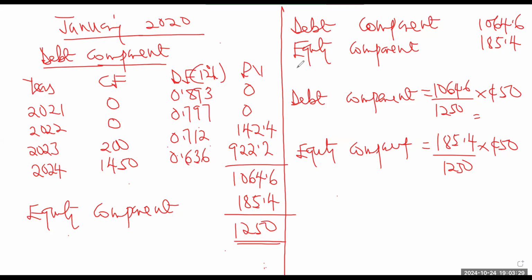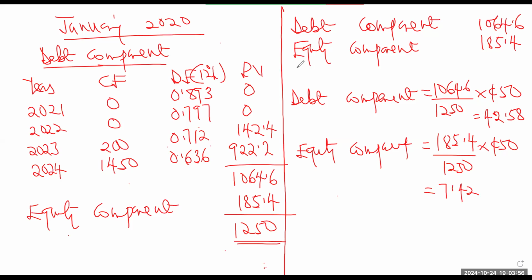What figure are we having for the debt? 42.58. And this one will give us what? 7.42. So what we do is that we capitalize this cost. Capitalizing means that we what? We debit it to whatever account that we're supposed to debit it to.